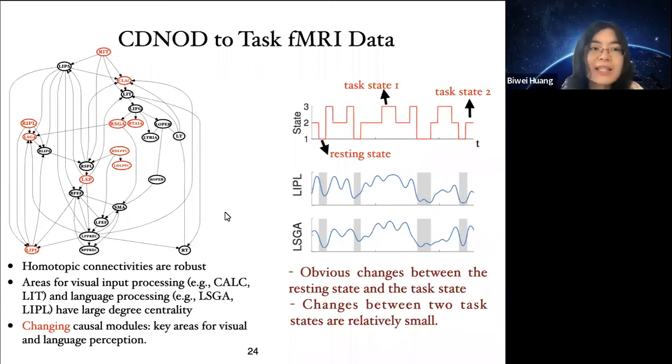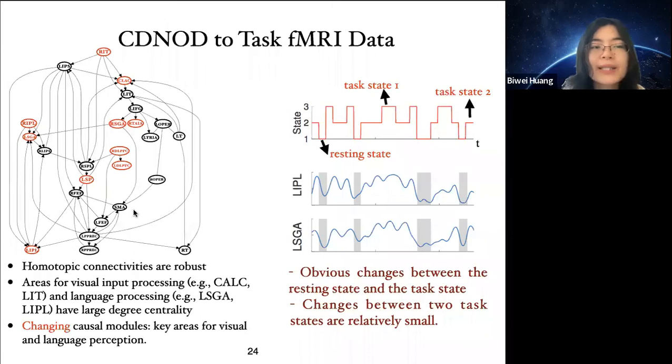So we apply CDNOT to several real-world data sets, including the task fMRI data. This data set contains three states, one resting state and two task states. The top figure with the red line shows how the state of input stimuli changes over time. And the left figure shows the recovered instantaneous causal relations over 25 brain regions. The red circles mean that the corresponding brain areas have changing causal modules across different states.